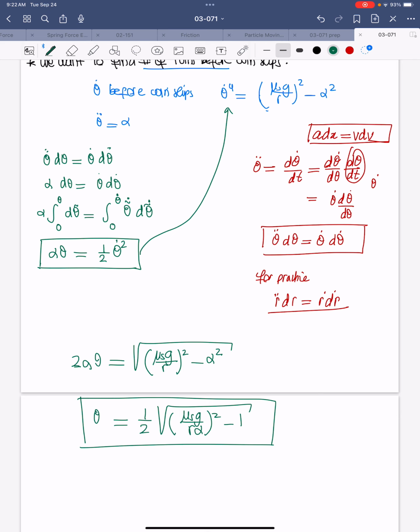Now if I want to find the number of turns before the coin starts to slip, all I have to do is divide theta by 2 pi. So for every 2 pi, the disk would have made 1 turn. So if I divide theta by 2 pi, I'll find the number of turns that the disk rotates just before the coin starts to slip.